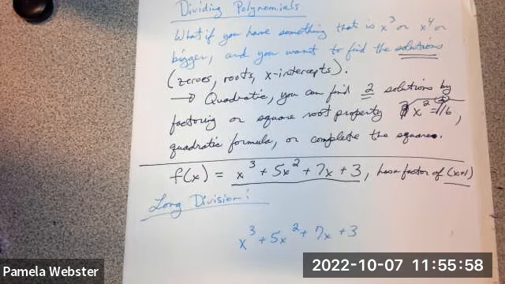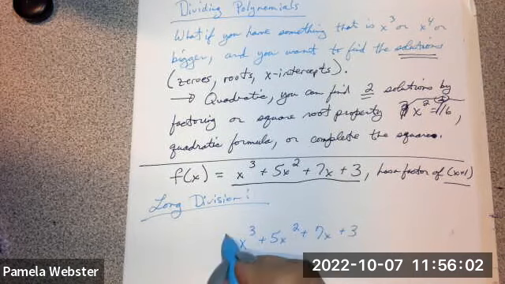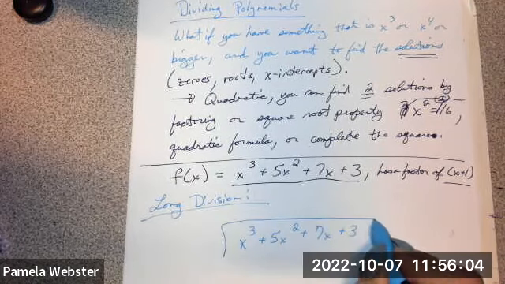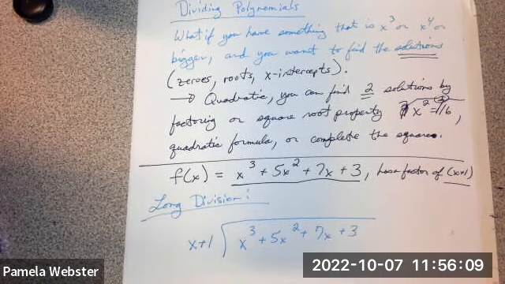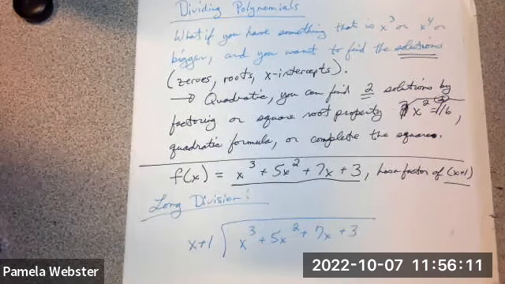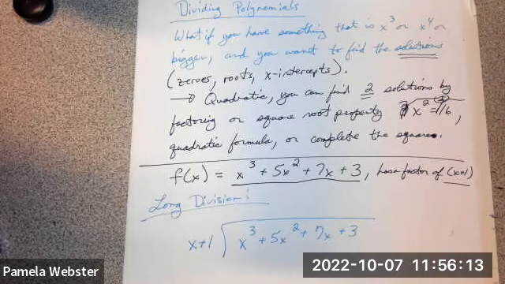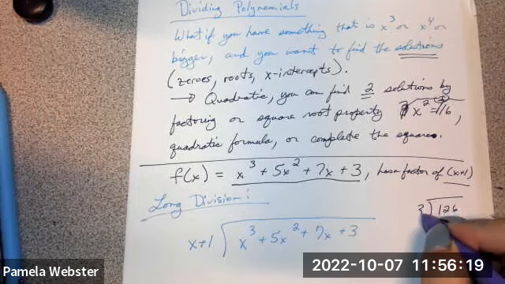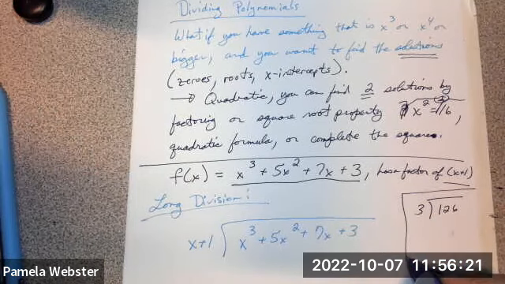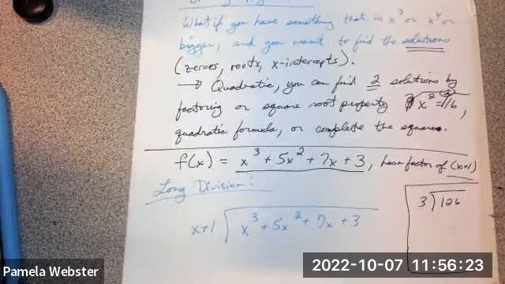Okay, I've got my function, x cubed plus 5x squared plus 7x plus 3, and I'm going to divide it by x plus 1. That's the idea. So if I was doing this with numbers, let's do 126 divided by 3. This is just scratch work off to the side, a little aside.